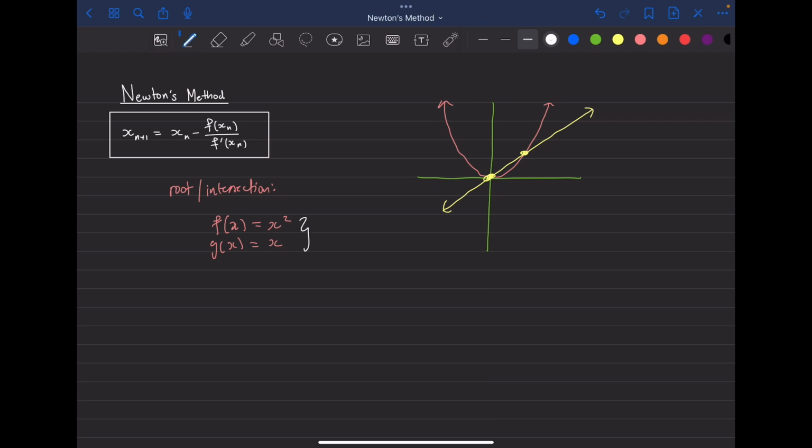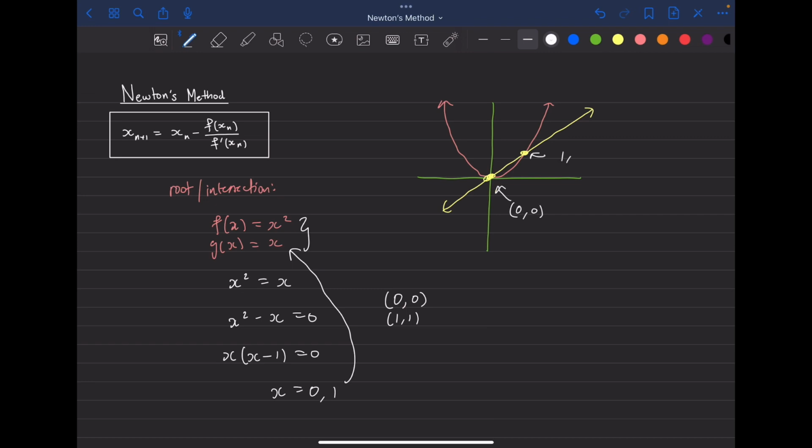To do that, I would set these to be equal to each other. So x squared is equal to x. Then I would solve for x. So x squared minus x is equal to 0. And then factor out an x: x times x minus 1 is equal to 0. So x must be equal to 0 or 1. And then plug these back in. If x is 0, then f of x has to be 0. And if x is 1, then the function must be at 1, 1. Those are both of our intersection points, and we are done finding those.